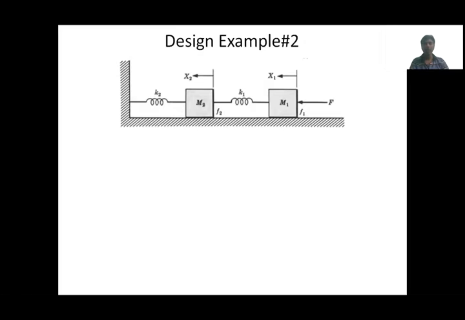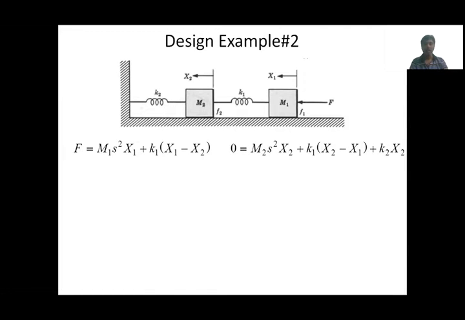Take one mechanical system example. Here a mechanical translation system is given with the displacements x1 and x2, and the applied force is given at the first mass. Now if you want to find the transfer function through the signal flow graph, first we have to represent the system in the signal flow graph representation.